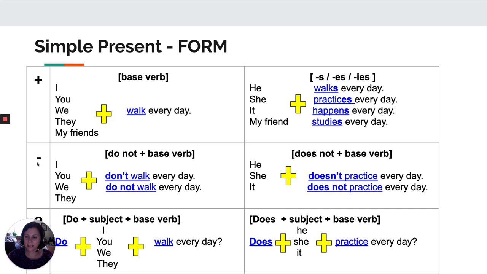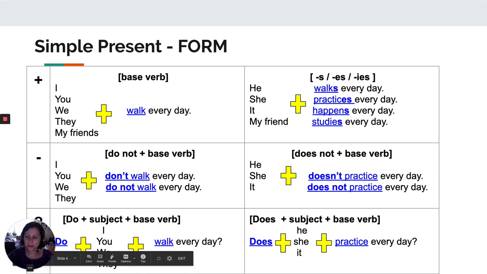Now for the negative, you use do not if your subject is I, you, we, they, or some plural noun, like I don't walk every day or do not walk. With does not, we use that if the subject is he, she, or it. He doesn't practice every day, or she does not practice every day.